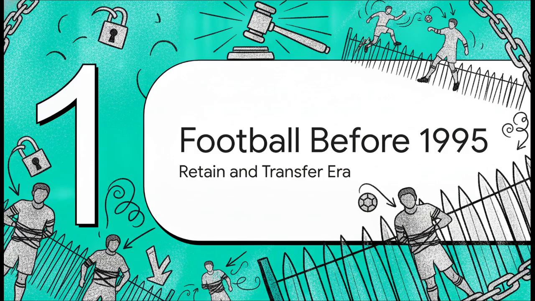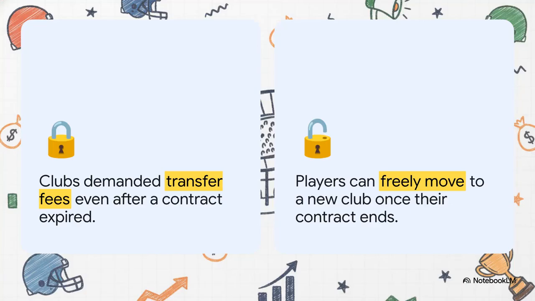Section 1. Football before 1995. The retain and transfer era. To understand the revolution, we really have to look at how restrictive things used to be. Before 1995, football operated on what was known as the retain and transfer system. And honestly, clubs held all the cards. Even if a player's contract completely expired, like done, finished, the club still owned their registration, meaning they could demand a massive transfer fee from any new club that wanted to sign them.